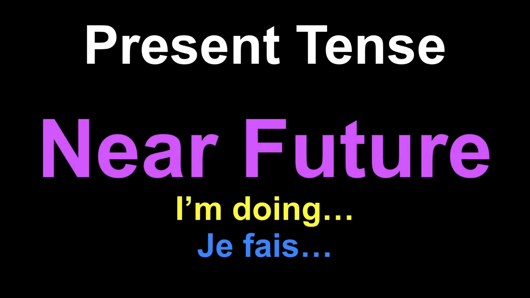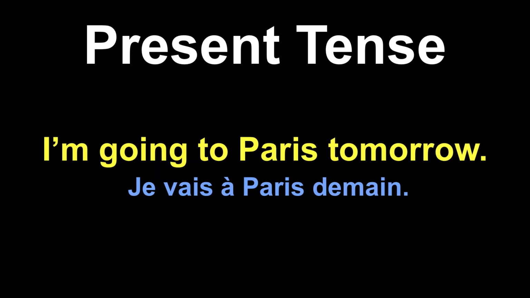And on another note, both the present continuous, am doing in English, and the present tense in French, je fais, can be used to talk about the future in some cases, especially the near future. For example, I'm going to Paris tomorrow. Je vais à Paris demain.